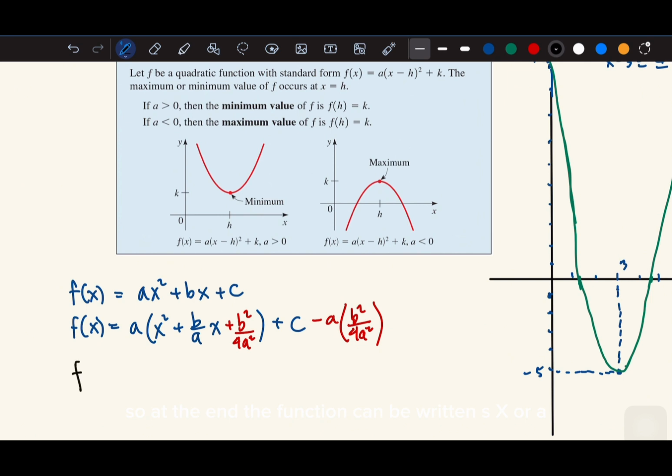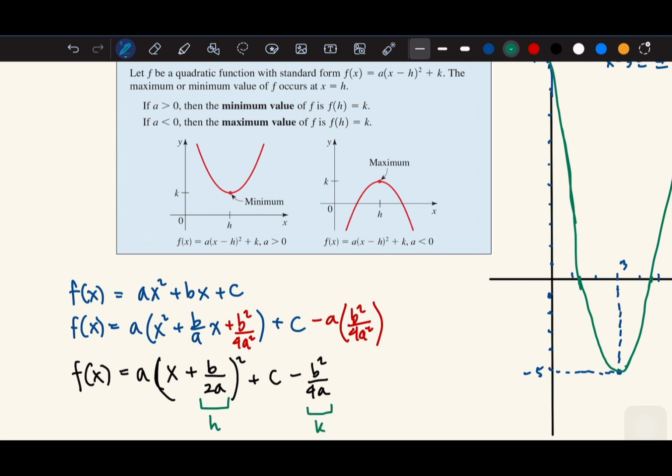So at the end, the function can be written as a times x plus b over 2a, and then squared, and then plus c minus, I will cancel the a, b squared over 4a. Is this something familiar to you in high school? No? Okay, that's okay. This will be h. This will be k. Okay. So to make this zero, we need x equal to negative b over 2a.